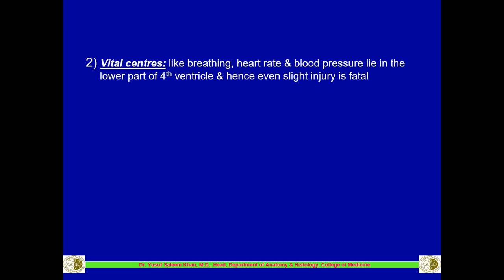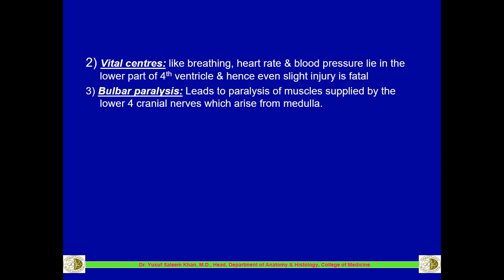Apart from that, as I said, there are very important vital centers present in this medulla, like the breathing center, respiratory center, heart rate center, and blood pressure center, which lie in this lower part of the fourth ventricle, and hence even slight injury is fatal. It will be very damaging, and it can sometimes lead to death of the person. So even slight trauma to the medulla oblongata is very dangerous. This is called brainstem death, because of the damage to very important centers present in this area.